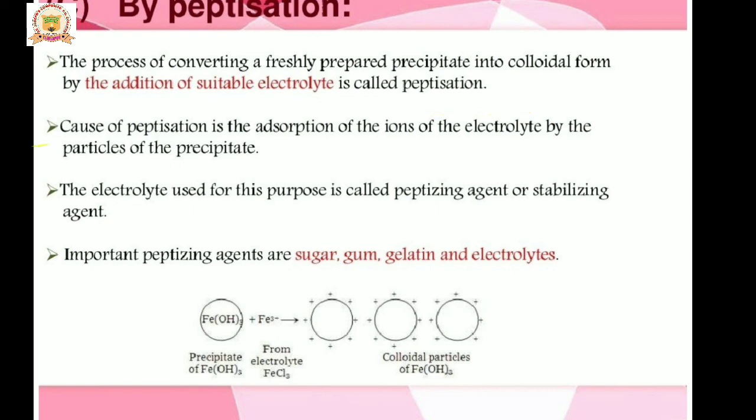The cause of peptization is adsorption of the ions of the electrolyte by the particles of the precipitate. The electrolyte used for this purpose is called the peptizing agent or the stabilizing agent. The important peptizing agents are sugar, gum, gelatin and electrolytes.